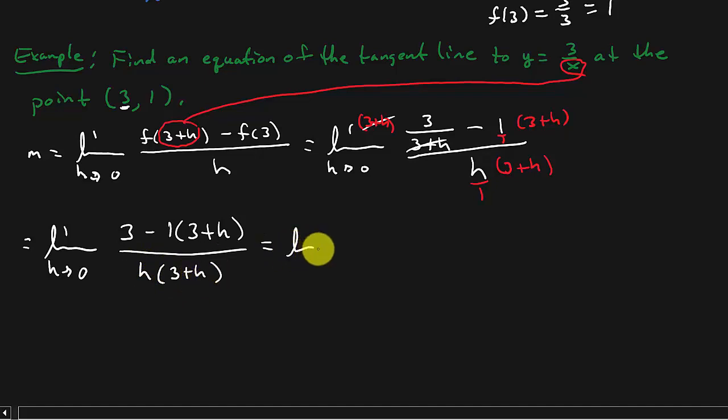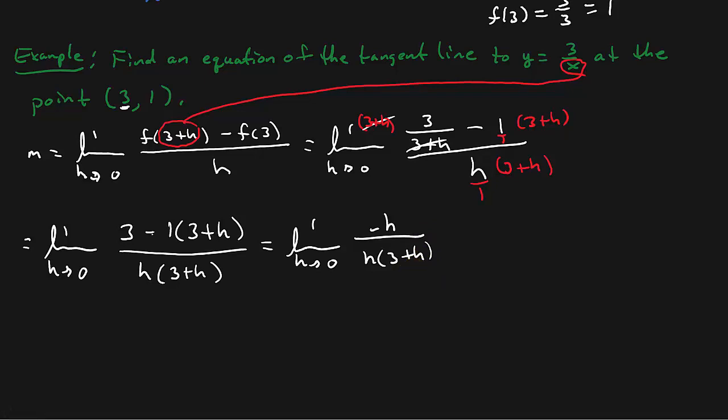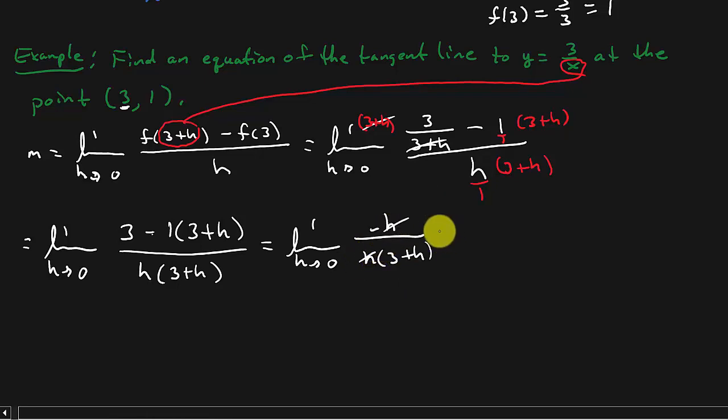And so this is going to be what? The limit as h goes to 0. If I distribute that, that's going to be 3 minus 3 is 0, and then negative 1 times h is negative h over h times 3 plus h. All right. Now what do we do? Well, we cancel the h's. And so that's going to be the limit as h goes to 0 of negative 1 over 3 plus h.